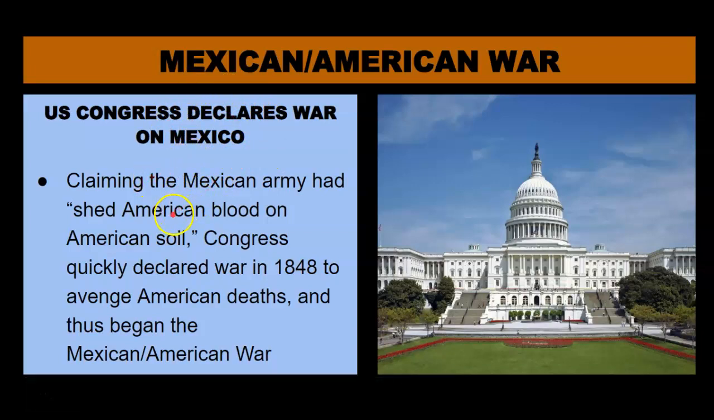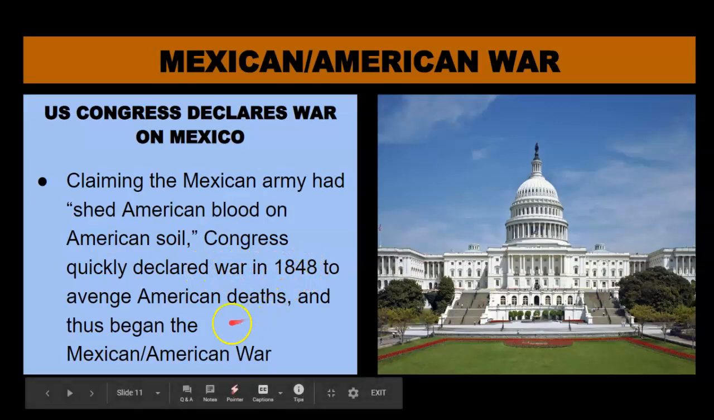claiming the Mexican army had shed American blood on American soil. Congress quickly declared war in 1848 to avenge American deaths, and thus began the Mexican-American War. Okay, so it was based on the deaths of those Americans, and that is a political reason.